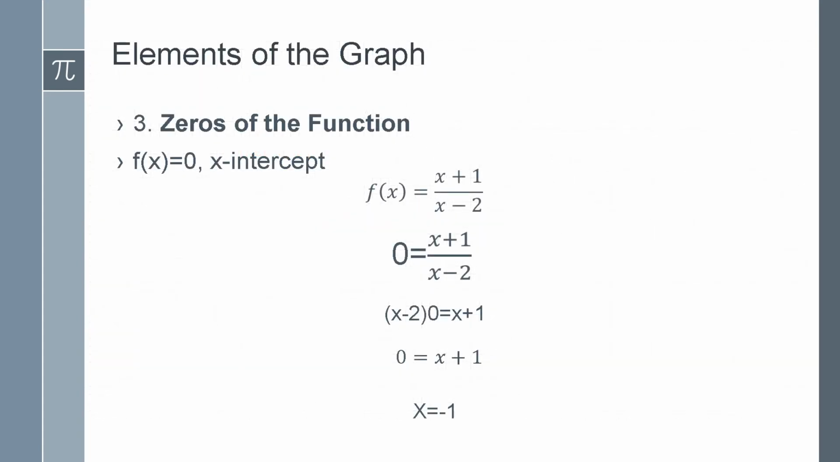The next element is the zeros of the function. The zeros of the function is the x value which makes the output be equal to 0. It is also the x-intercept since the method is the same when we are getting the value of x by letting y be equal to 0 or f of x be equal to 0.